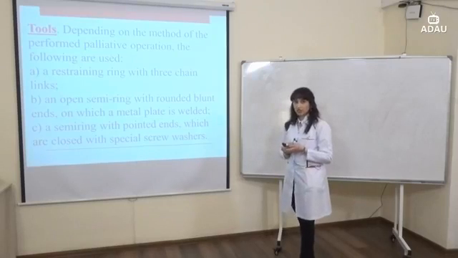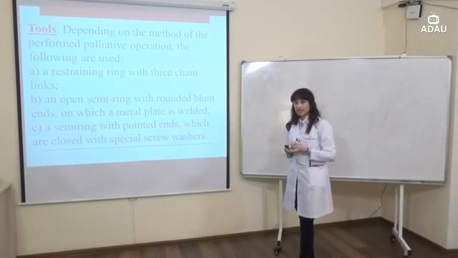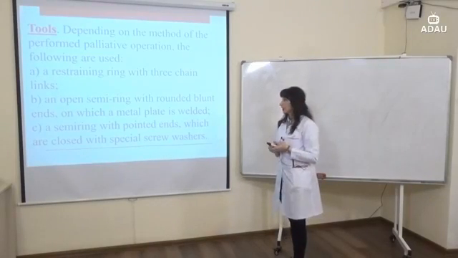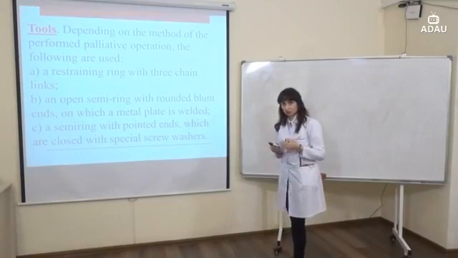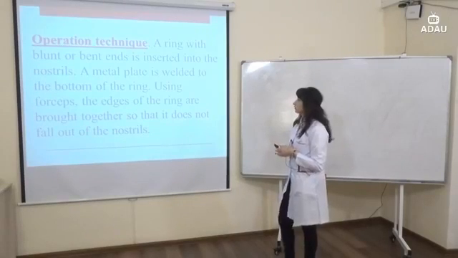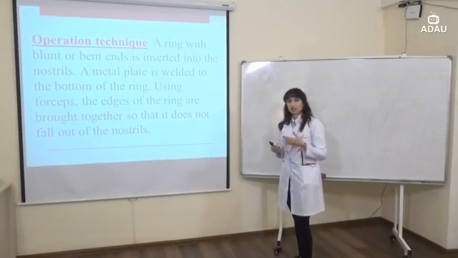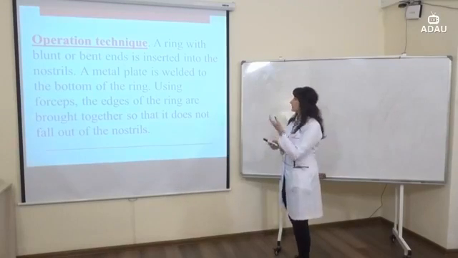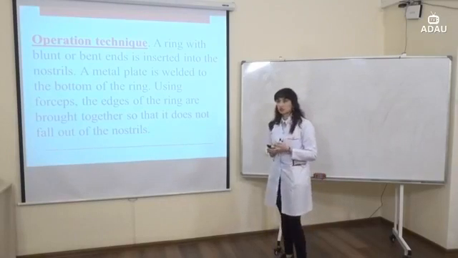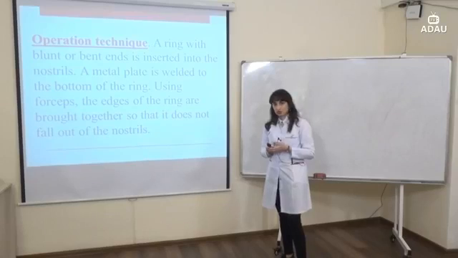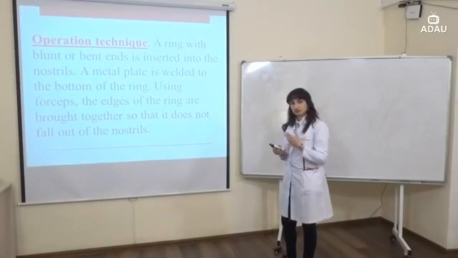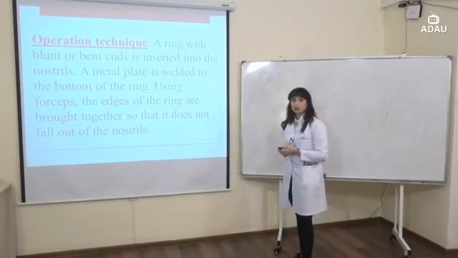We use a restricting ring which has 3 chain links. Maybe without these 3 chain links, only a restricting ring, but with a needle on the tip. For the operation technique, a ring with blunt ends is inserted into the nostrils. After that, we can use forceps or needle holders, and the edges of the ring are brought together so that it doesn't fall out of the nostrils.